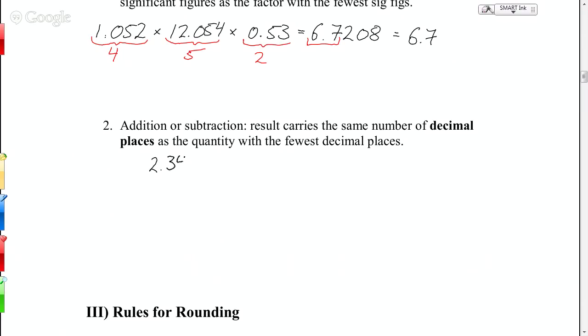So we've got 2.345, 0.07, 2.9975. We're going to add all these up. So you can add those up if you want. I'll just tell you that when you do that, it's 5.4125.